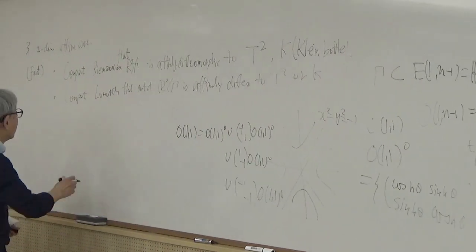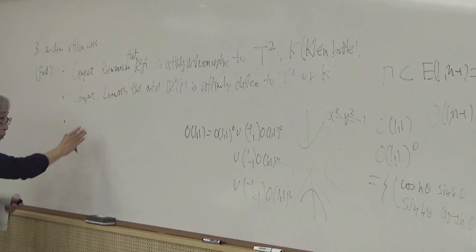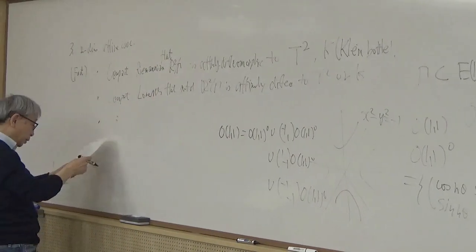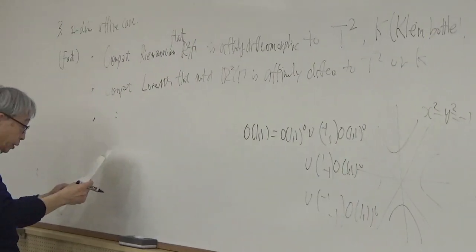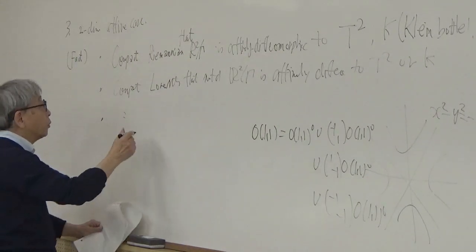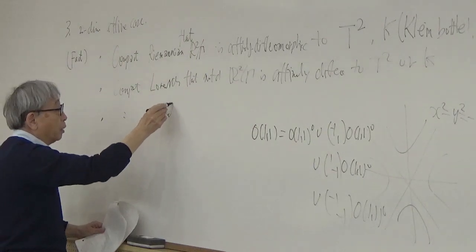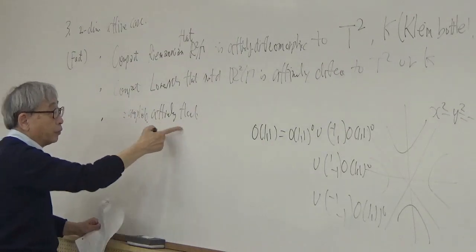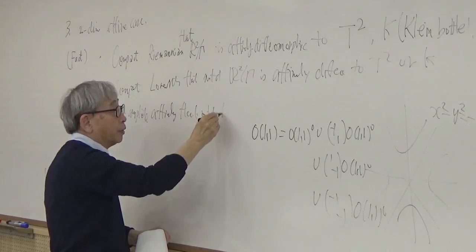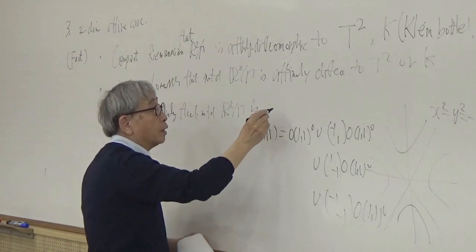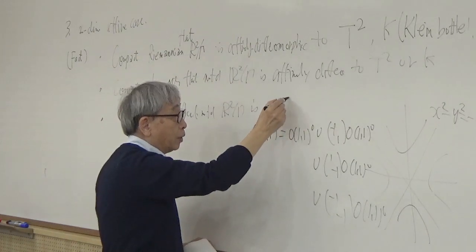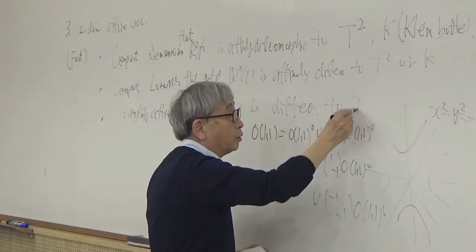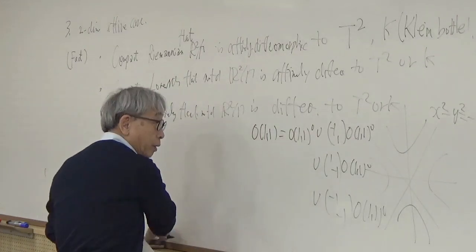So now the affine case. Of course, this is a special case of affine flat manifold. Next is compact complete affine flat manifold. I always put complete. A complete affine flat manifold is again T2 or K, but differ, not affine. Differ to T2 or K.